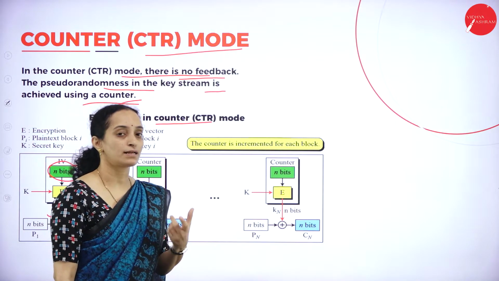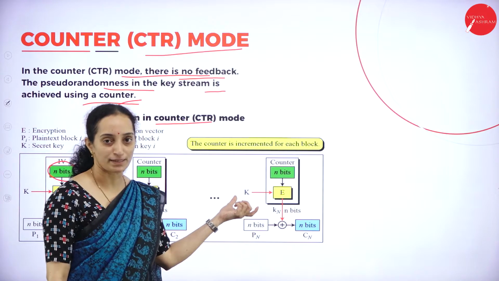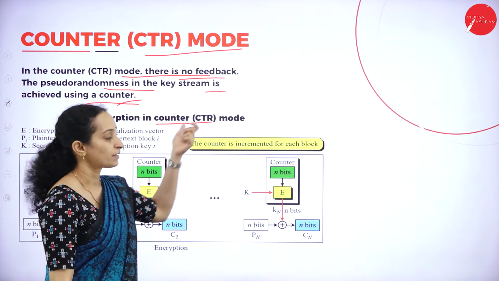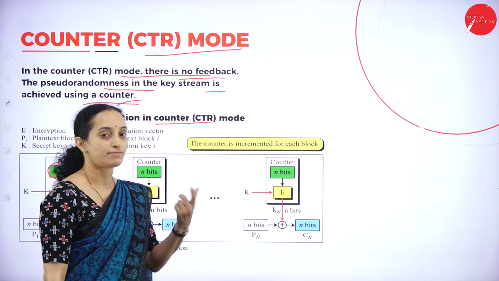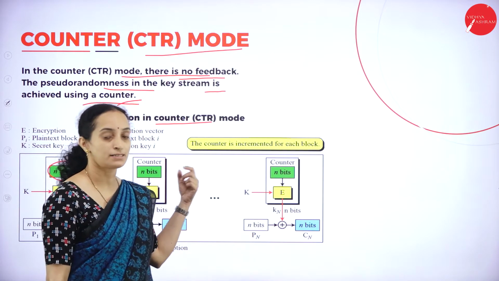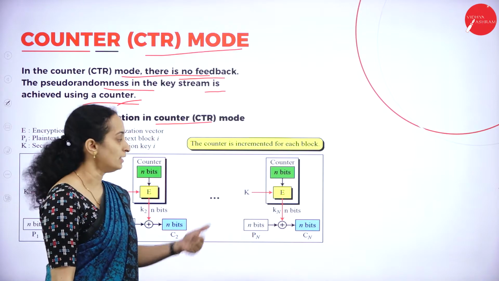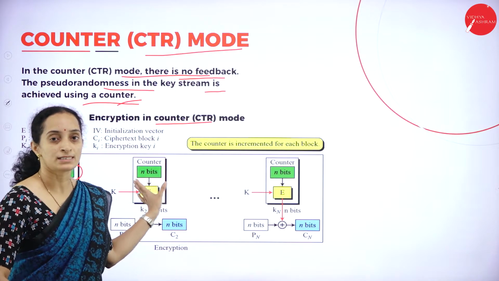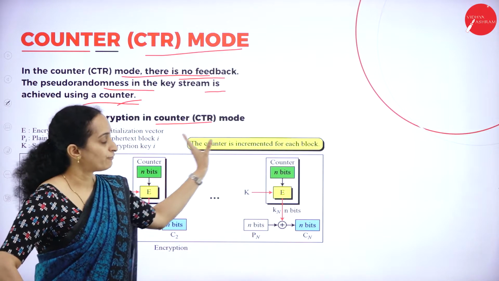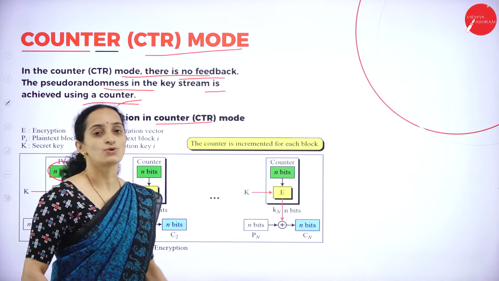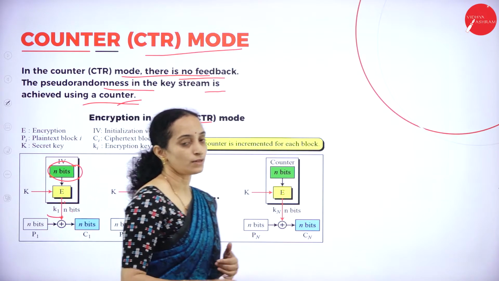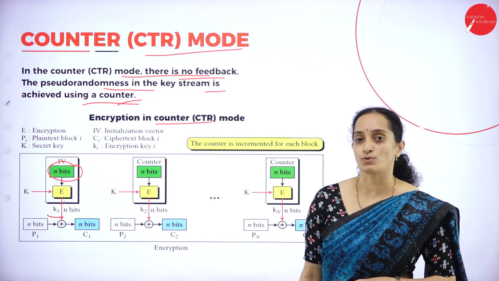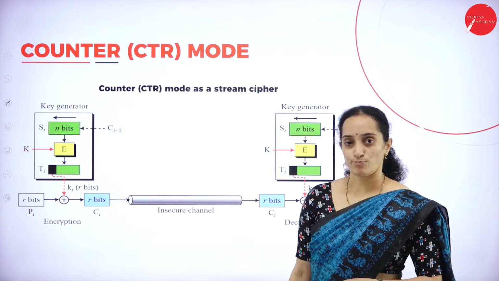The counter is incremented based on the number of bits, which is fixed. If it is 8 bits, a 1 byte increment will be done. If it is 16 bits, a 2 byte increment will be done. So the counter value is incremented based on the number of bits in the counter, and for each block the counter is going to be incremented. This is how you can use the counter mode, or CTR mode, to encrypt the blocks.